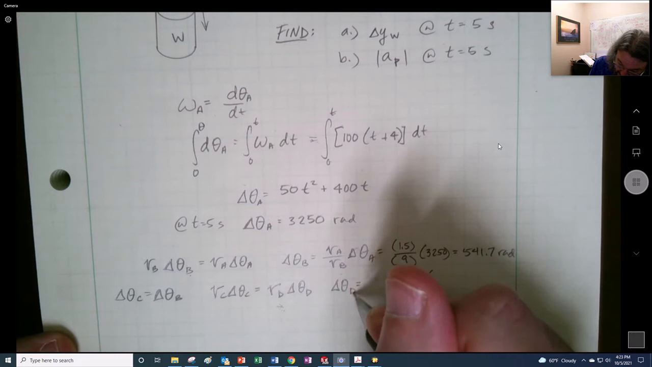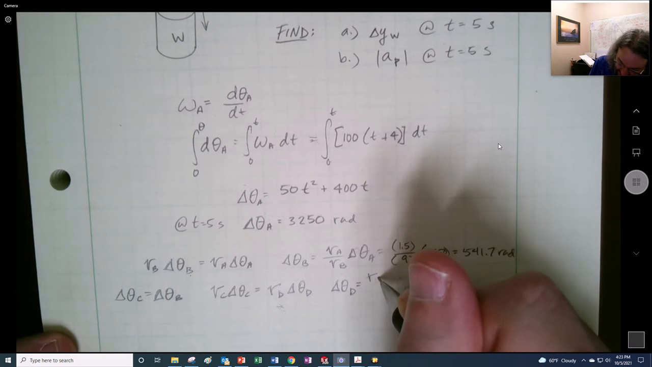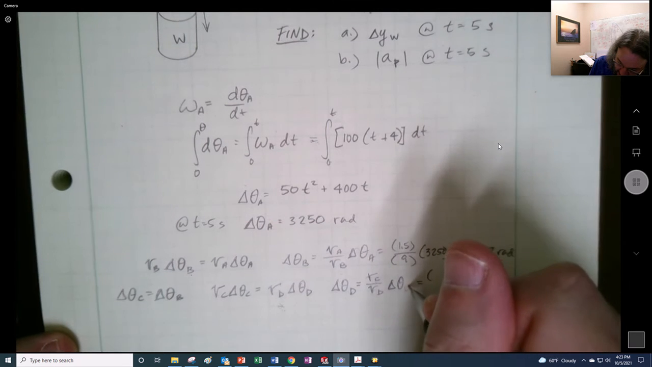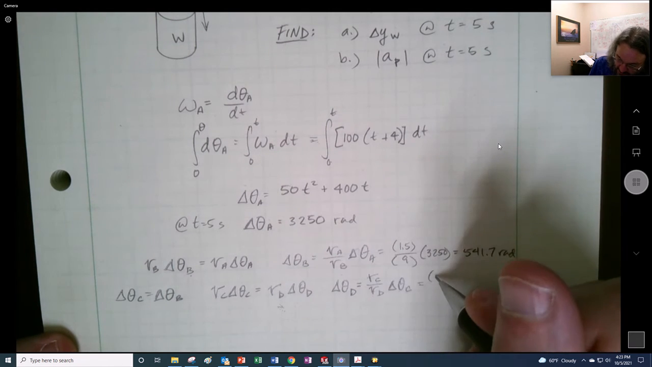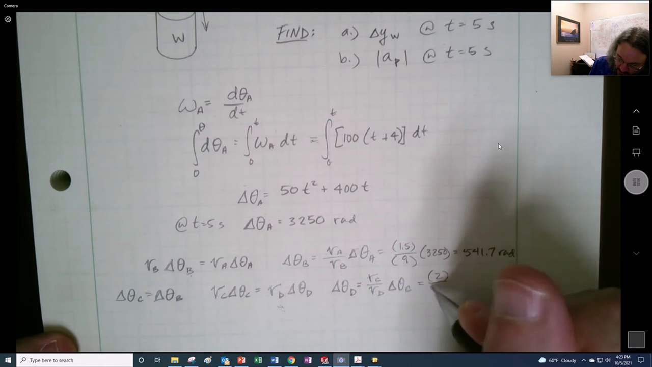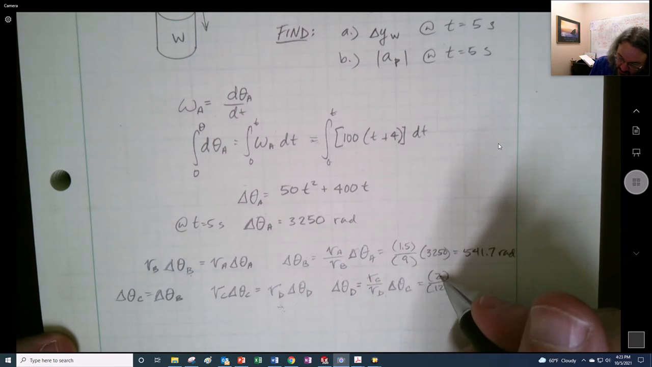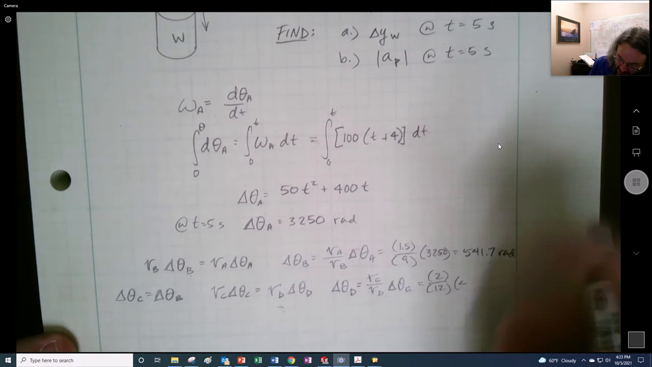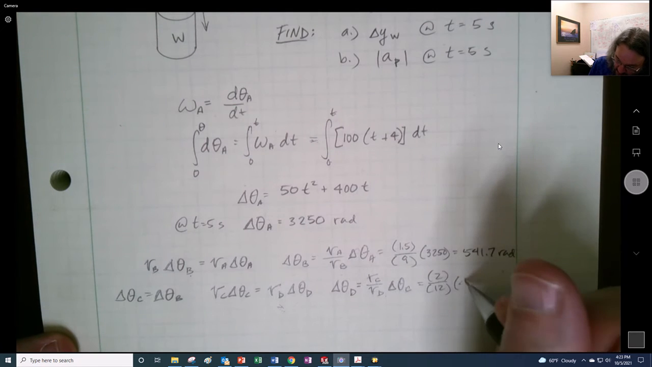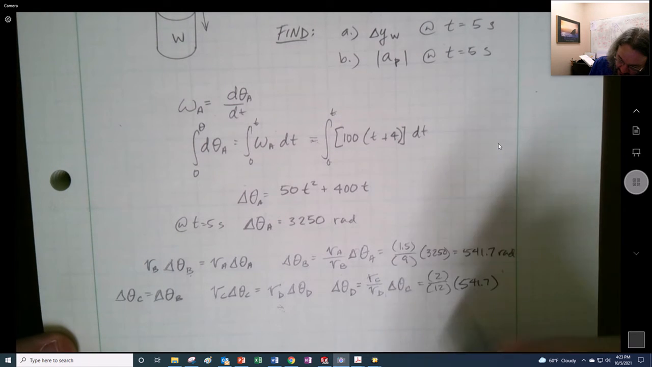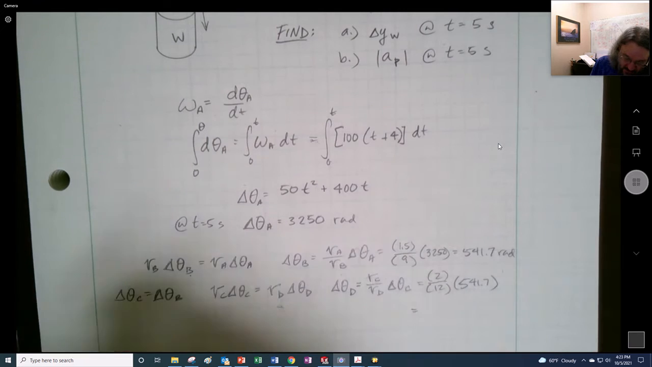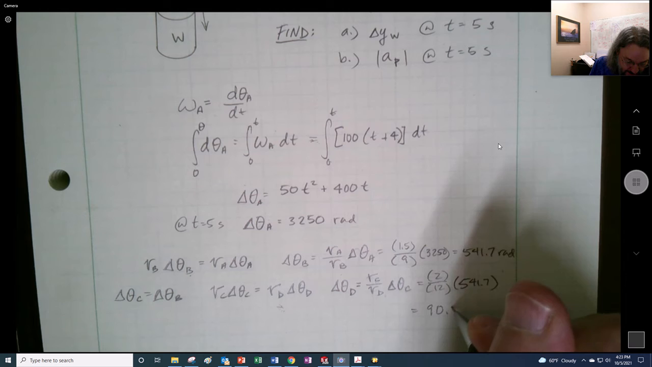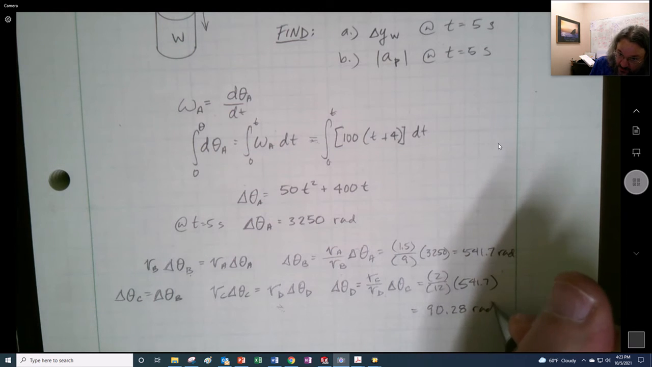This is going to be D. So that's going to be RC over RD times delta theta C. Did I do that right? Yes. So we're going to have 2 over 12. The radius of C is 2, this is 12, times our 541.7. So this one is going to be equal to 2 times 12 divided, and so we get 90.28 radians.